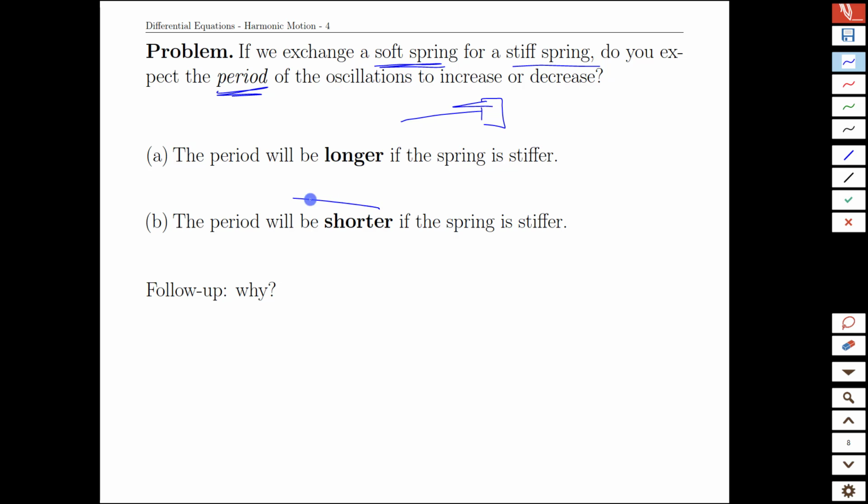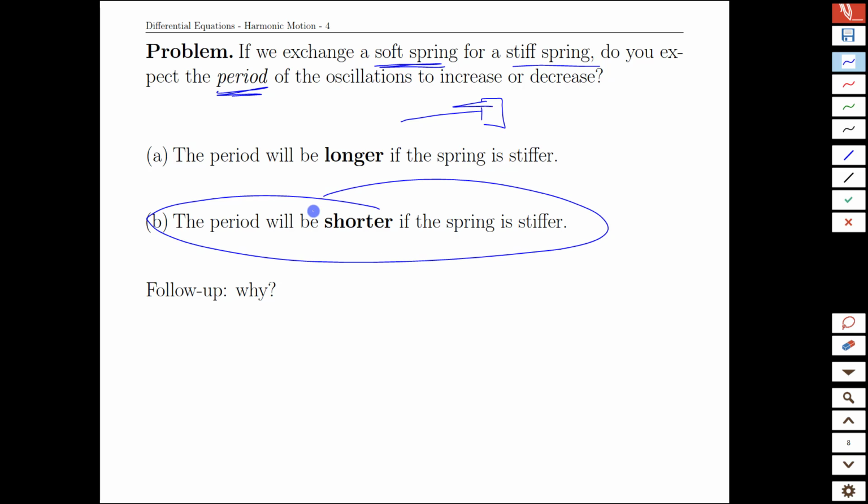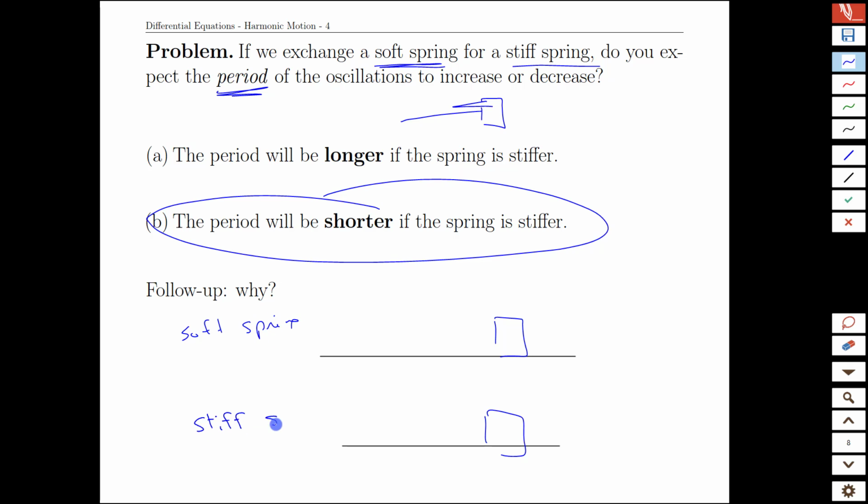Okay. Hopefully here you said the period will be shorter. And as a quick rationale, if we just think of our mass in the two scenarios, a soft spring versus a stiff spring, what changes between those two? Well, here we have a small force, say the displacement centered around here.